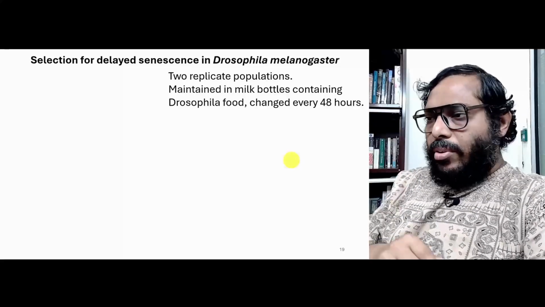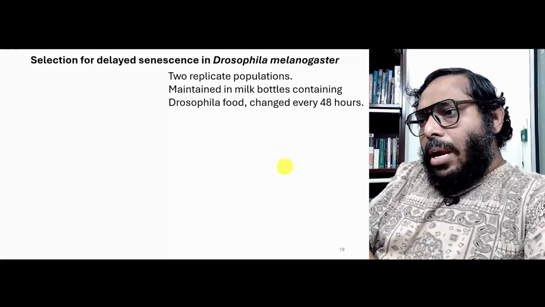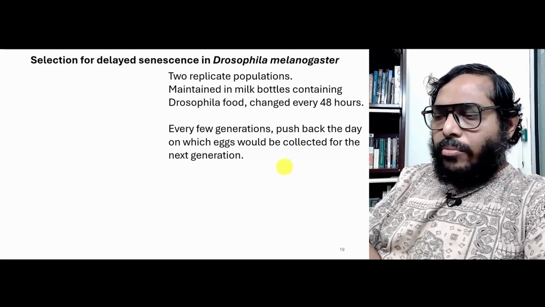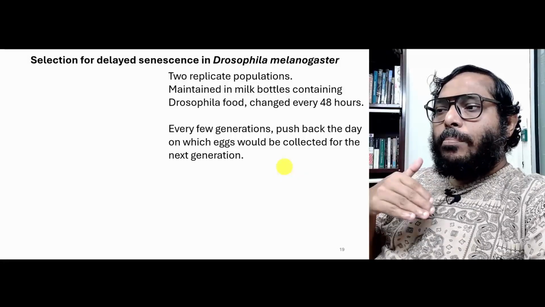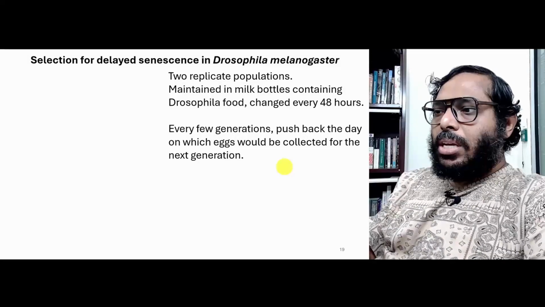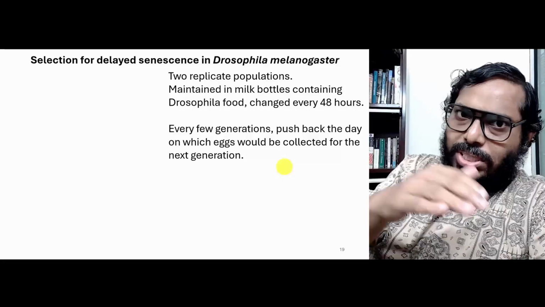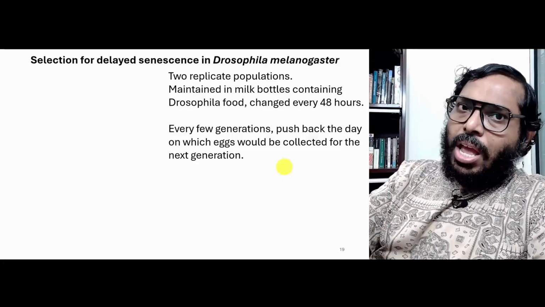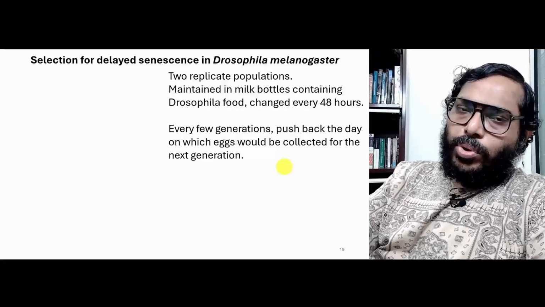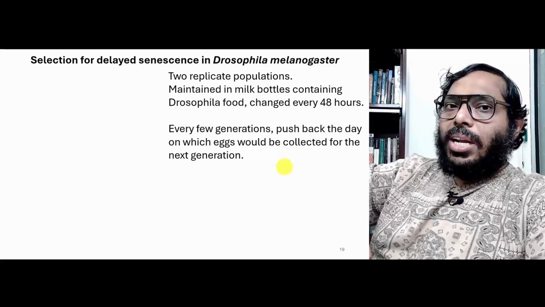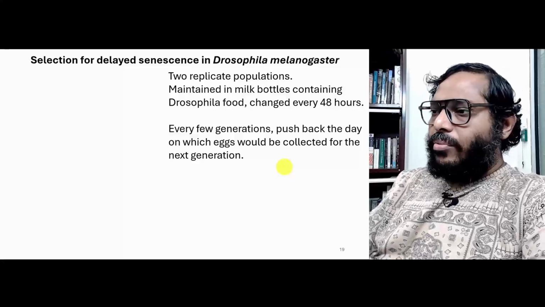And they kept on doing this every 48 hours, and every few days, every few generations, they would push back the day on which they are collecting the eggs for creating the next generation. So, this is the discrete generation system. Obviously, after a few days they would collect eggs for the next generation, but the day on which they are doing that collection, they are pushing that back every few generations.